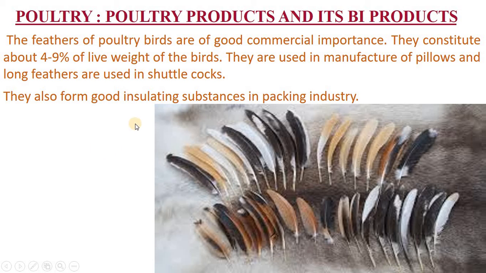Since there are so many types of feathers in the birds, maybe the down feathers, the filoplumes, or the feathers found in the wings. These feathers have an interlocking mechanism while the bird is flying in the air. Therefore, these feathers are good insulating substances.